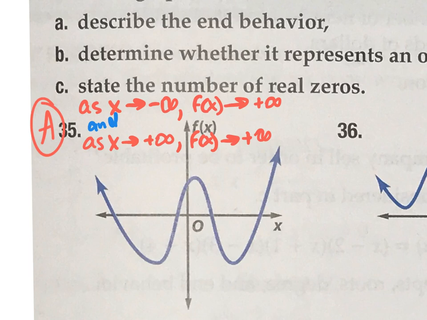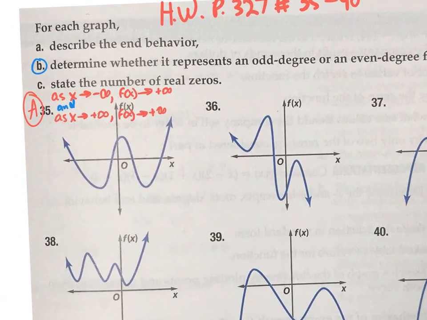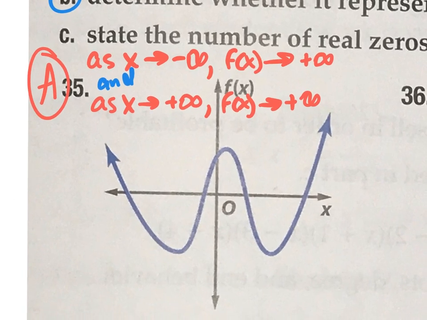That's part A. Part B says determine whether it represents an odd degree function or an even degree function. So how the heck do I do that? That is based on the end behavior. It's really simple. All you got to do is wake up and pay attention right now. All right? Wake up, guys. The end behavior, where is it at? This one's pointing up, and this one's pointing up.